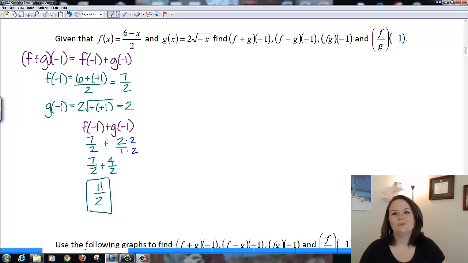Okay, so f plus g of negative 1 is 11/2. So these are actually a little bit easier because we're not ending up with a new function. We're just plugging in to actually get an answer. Okay, so evaluating is a little bit different than coming up with a new function. All right, so we've done this one. Now we need to do this one.